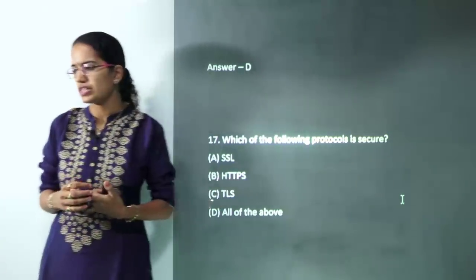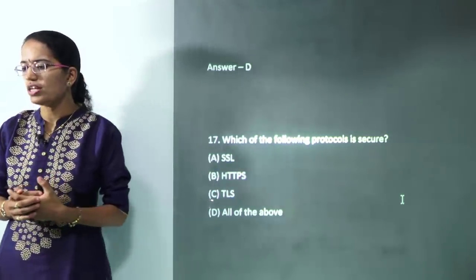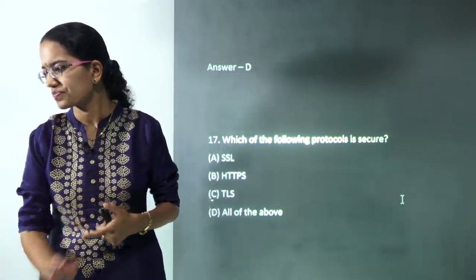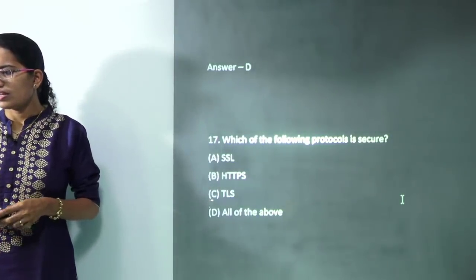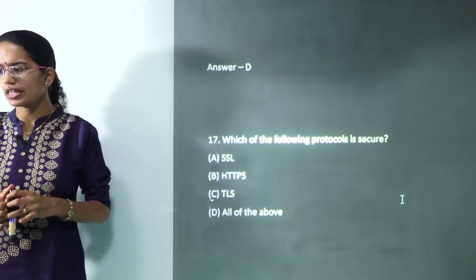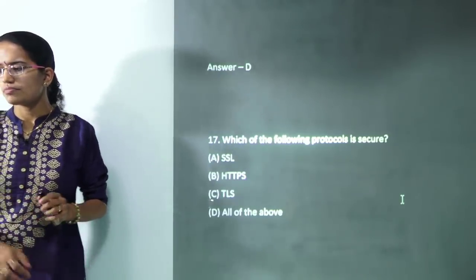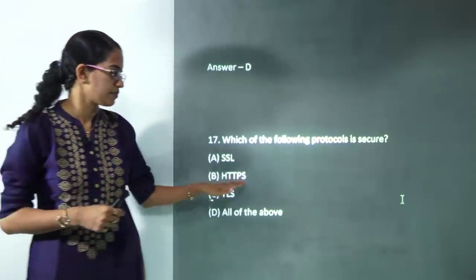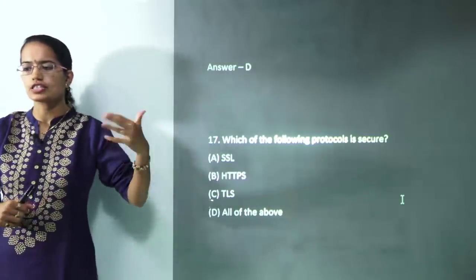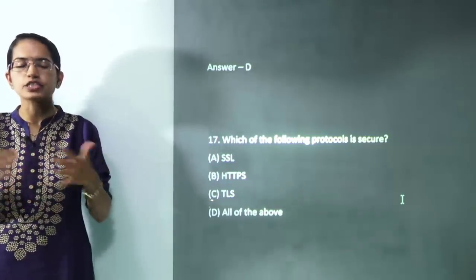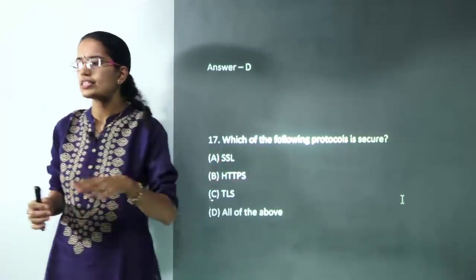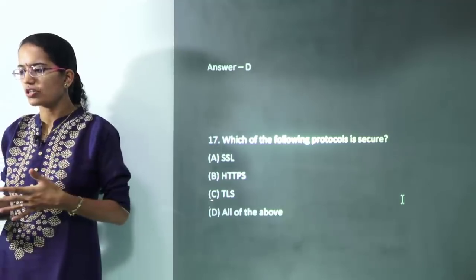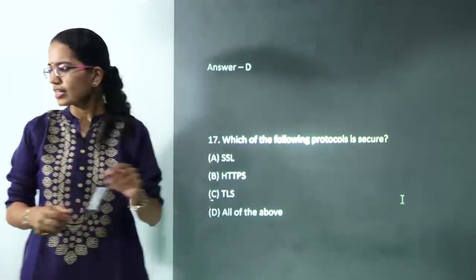Then coming on to a conventional question again: which of the following protocols is considered a secure protocol? Looking for the correct answers for question number 17. D, Neeraj, correct. Okay, so all of those are secured. HTTP is unsecured, HTTPS is secured HTTP, or HTTP secure as we say. SSL is secure sockets layer, that's again a secured version, and TLS is transport layer security. So you have all of those as the correct answer here.